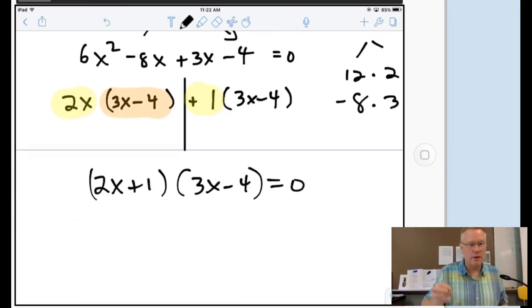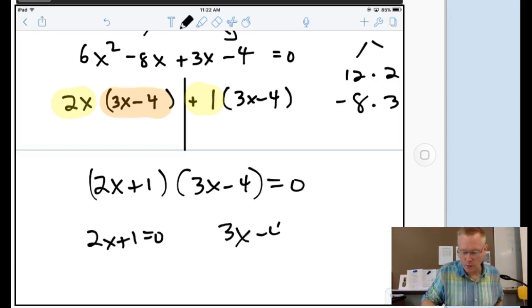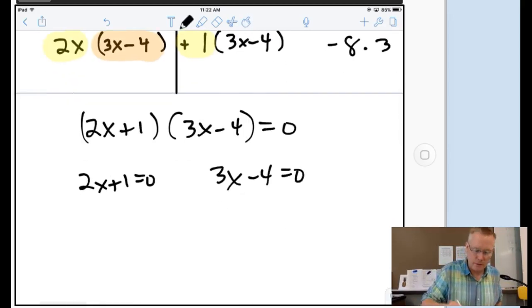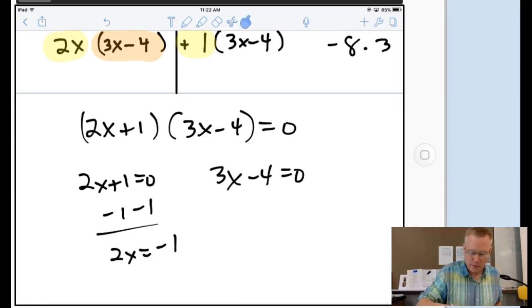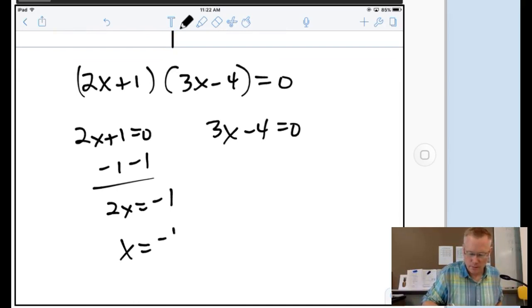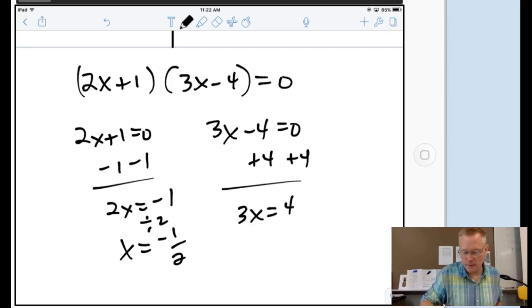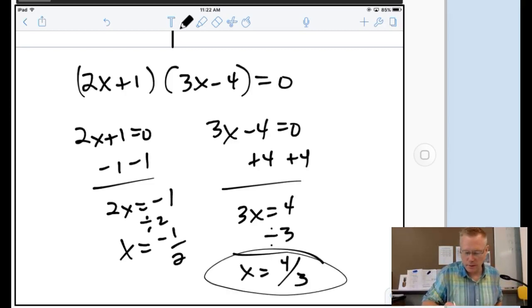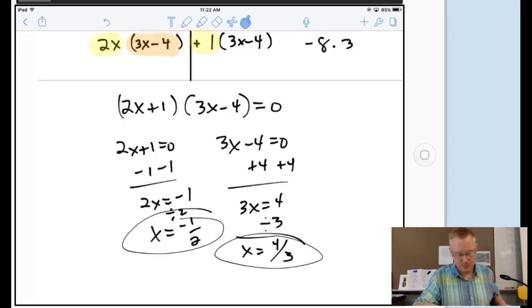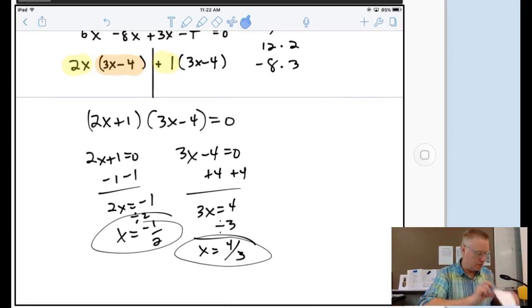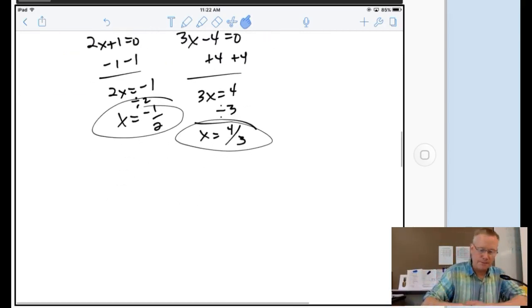Now this all equals 0, and I'm not done because I've got to go 2x plus 1 equals 0 and 3x minus 4 equals 0, and then solve them. And this will only take you a minute. Subtract 1, I get 2x equals negative 1, and then divide by 2, you get x equals negative 1/2. Over here I'm going to add 4. I get 3x equals 4, divide by 3, I get x equals 4 over 3, and there's my two answers.